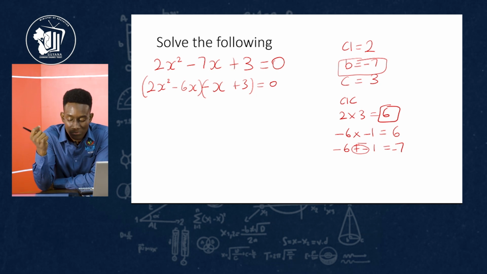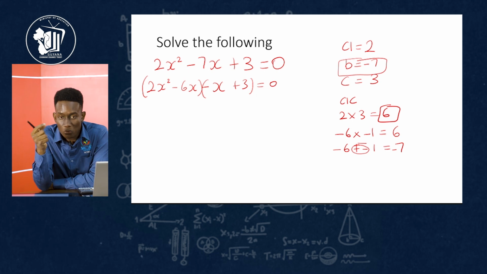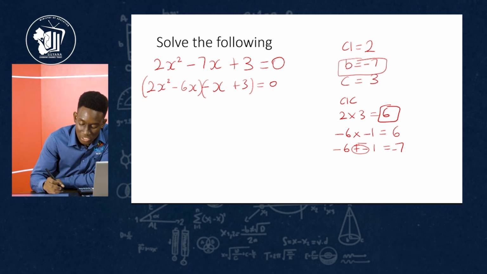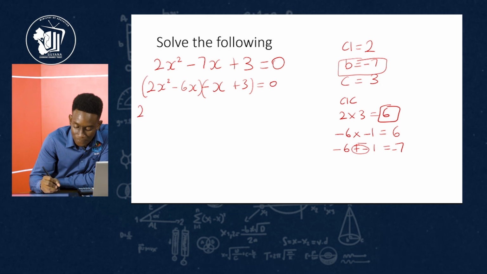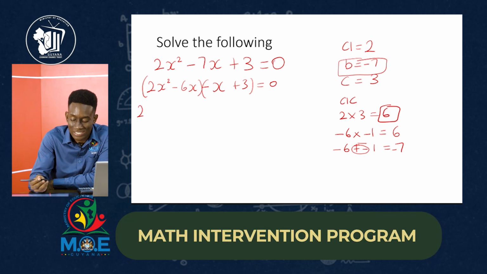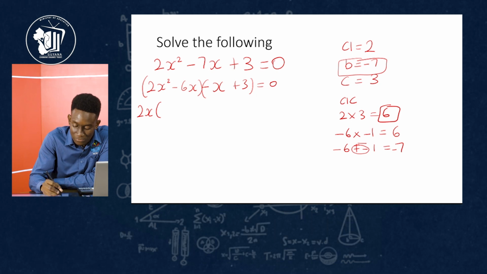We look at the first bracket, 2x squared minus 6x. We look at the 2 and the 6, and we see 2 is the highest common factor, so we factor out the 2. Then we look at the variables. x is the highest common factor between x squared and x, so we factor out 2x. When we factor out 2x from the first term, we are left with simply x. When we factor out 2x from the second term, we're left with -3.